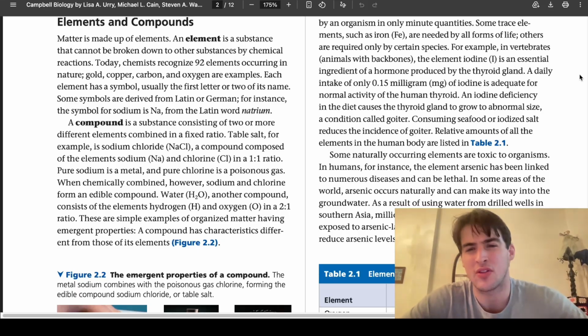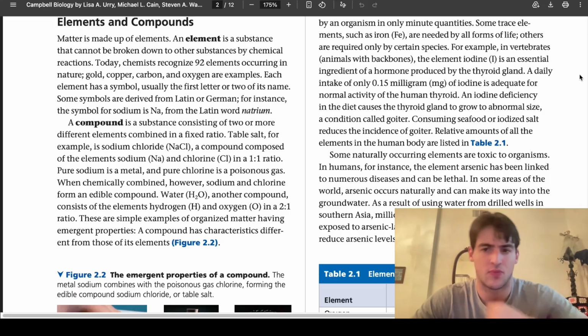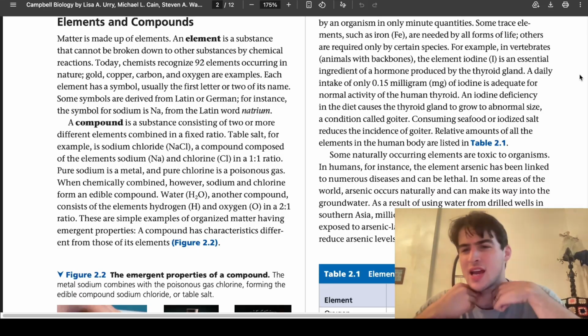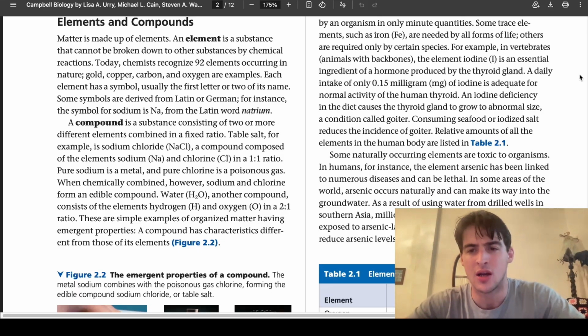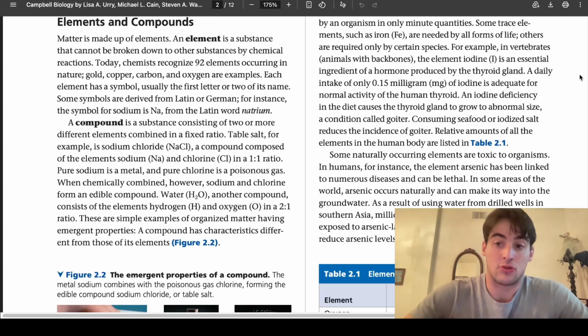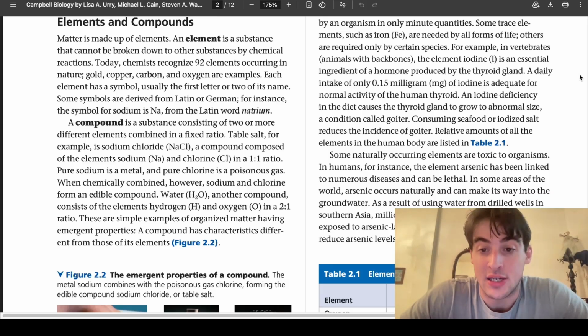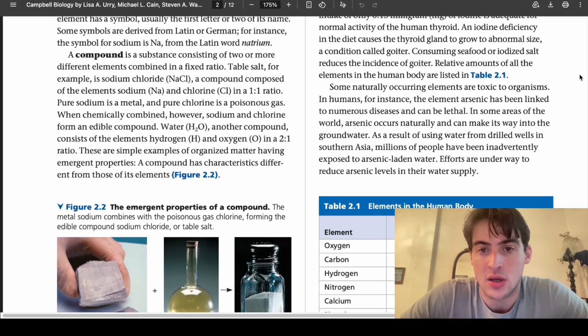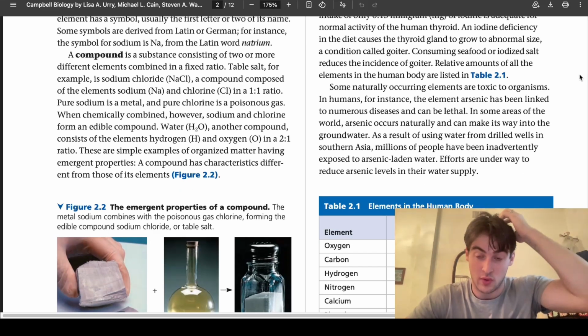And I'm pretty sure, is it true that the thyroid has to do with metabolism, so like processing nutrients through the body, and it's located in the neck? Is that true? An iodine deficiency in the diet causes the thyroid gland to grow to abnormal size, a condition called goiter. Consuming seafood or iodized salt reduces the incidence of goiter.